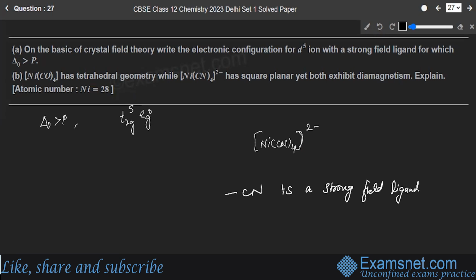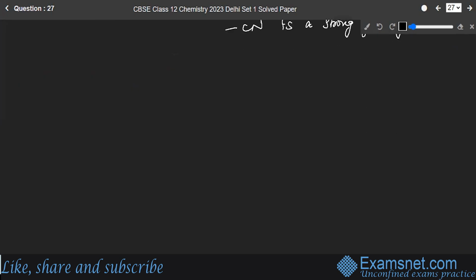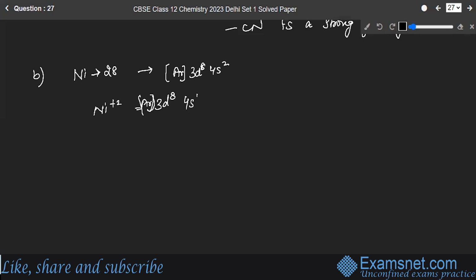So now the next part, the B part of the question: Ni(CO)4 has tetrahedral geometry, while the tetracyanonickelate ion has a square planar geometry, yet both exhibit diamagnetism. The atomic number of nickel is given as 28. Let's start with the tetracyanonickelate. Nickel has the atomic number 28, so this is given by argon 3d8 4s2. Nickel 2 plus will have argon 3d8, because the 4s2 electrons have been removed.